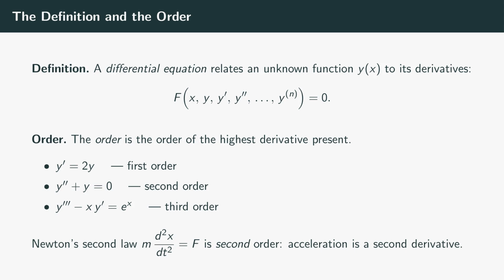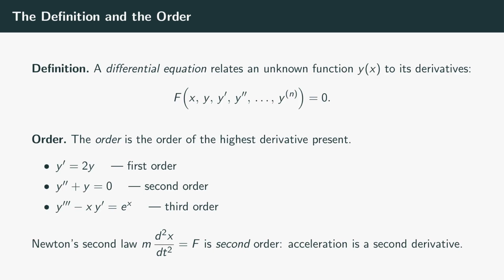Let's make the definition precise. A differential equation is any equation that relates an unknown function, call it y of x, to one or more of its derivatives. In full generality, we can write it as some relationship f of x, y, y prime, y double prime, and so on, set equal to 0. The first thing we measure about such an equation is its order. The order is simply the order of the highest derivative that appears.